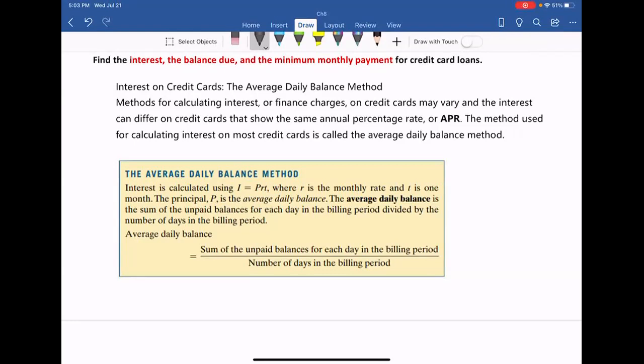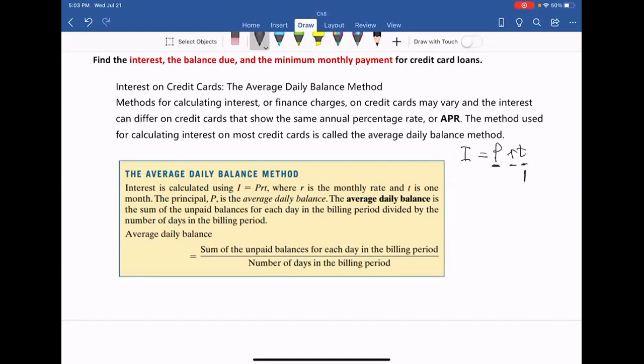How does it look? Because we mentioned the interest of the credit card is calculated by I equals PRT. The P is the average daily balance. We should find the P. R is provided, and T here is 1 month.